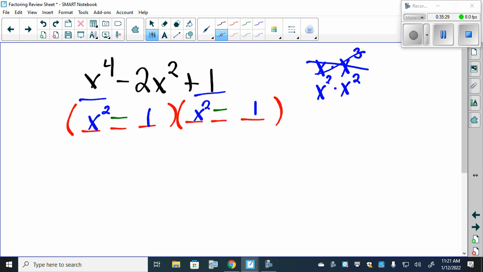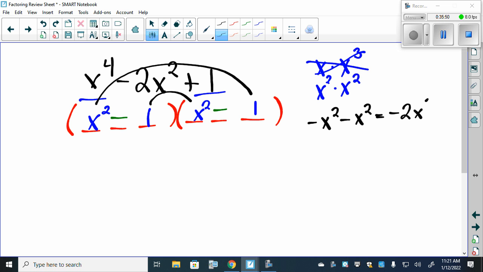Now we can check it here and see if this works. Or I can just erase the multiplication here and the multiplication here. X squared times negative 1 would be negative x squared. Negative 1 times x squared is negative x squared. And negative x squared minus x squared is negative 2x squared. Is that the middle term that we wanted? Well, yeah. So it factored, yes?